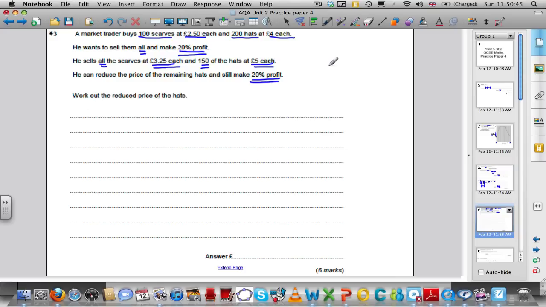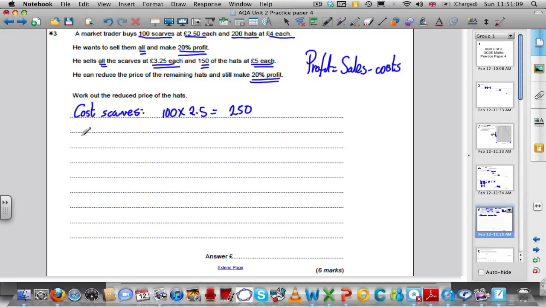Okay, firstly, to get profit, remember that profit is your sales, how much you earn in money, subtract your costs. So let's work out each of these. First of all, cost of scarves. It's 100 times £2.50, which is equal to £250. That's how much he pays for his scarves. And the cost of his hats, well, he buys 200 hats at £4, so that will give him £800 cost. So in total then, his total costs are equal to £1,050, adding them up.